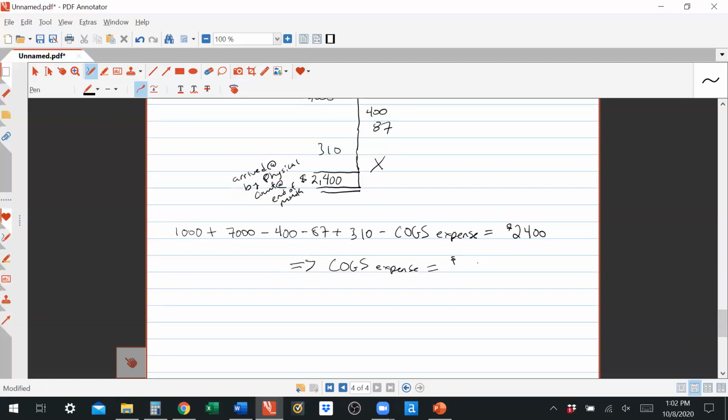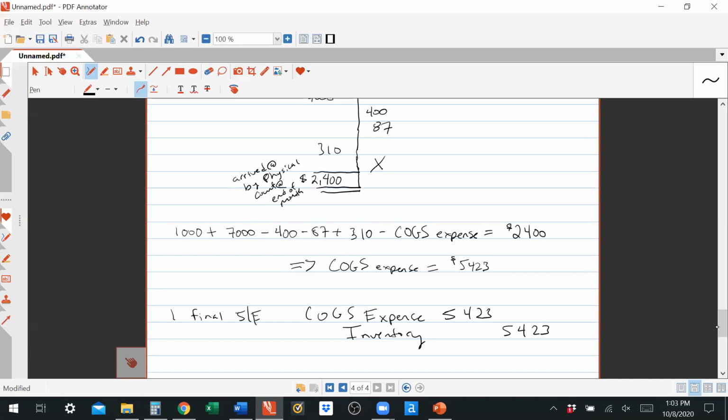It'd just be 1,000 plus 7,000, so 8,000, minus 400, minus 87, plus 310, minus 2,400. So 5423 would be the cost of goods sold expense. And then you would make one final journal entry. Debit cost of goods sold expense for 5423. Credit inventory, 5423.